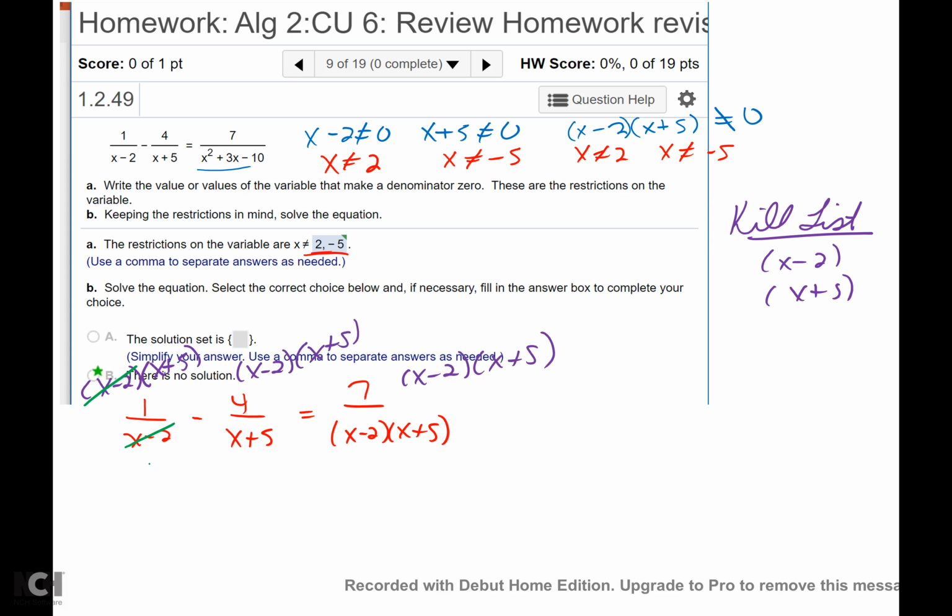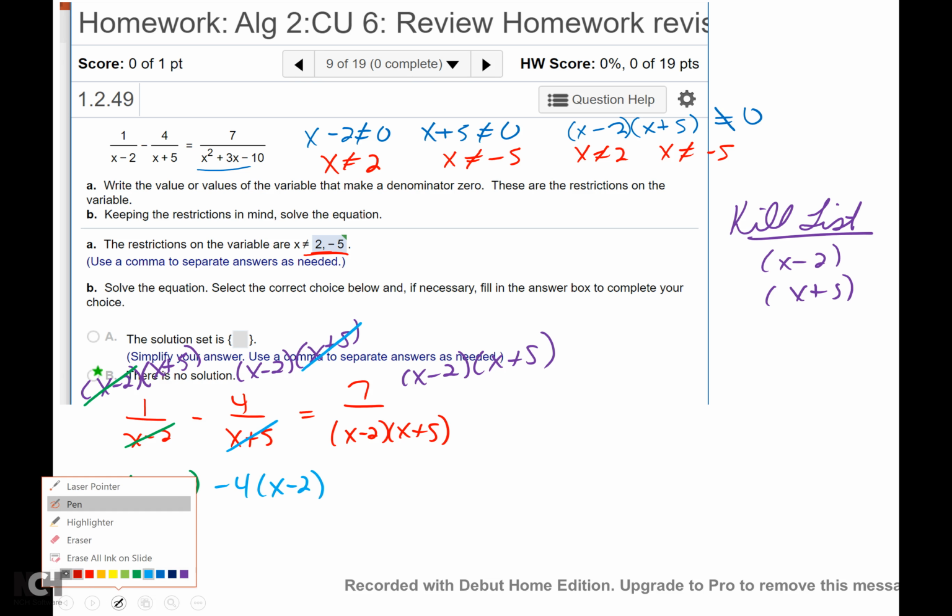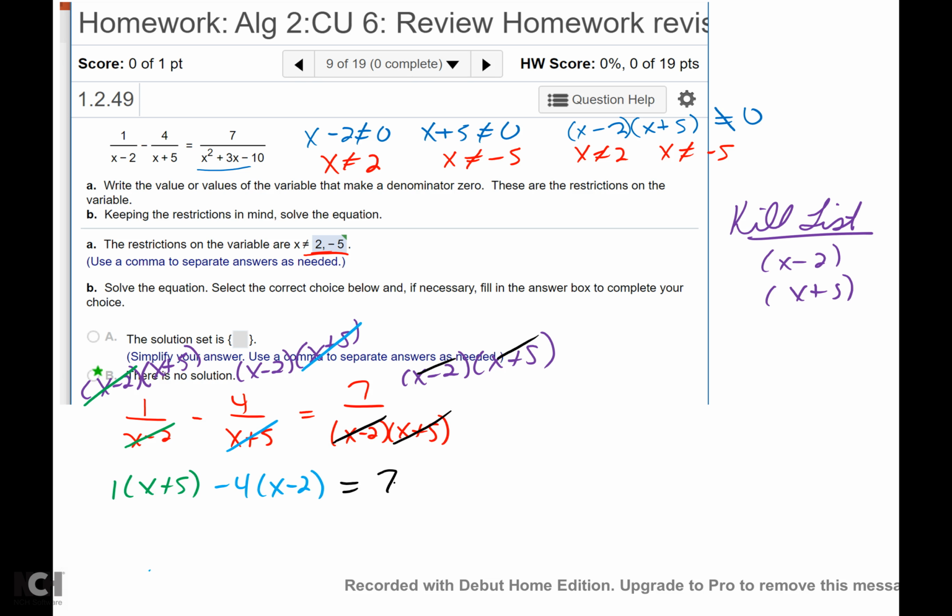The x minus 2's are gone, so I'm left with 1 times x plus 5. In the middle, the x plus 5's cancel, which leaves me negative 4 times x minus 2 equals, they both cancel, and I'm left with just 7. Okay, so we cleared the fractions. Now we're going to solve.